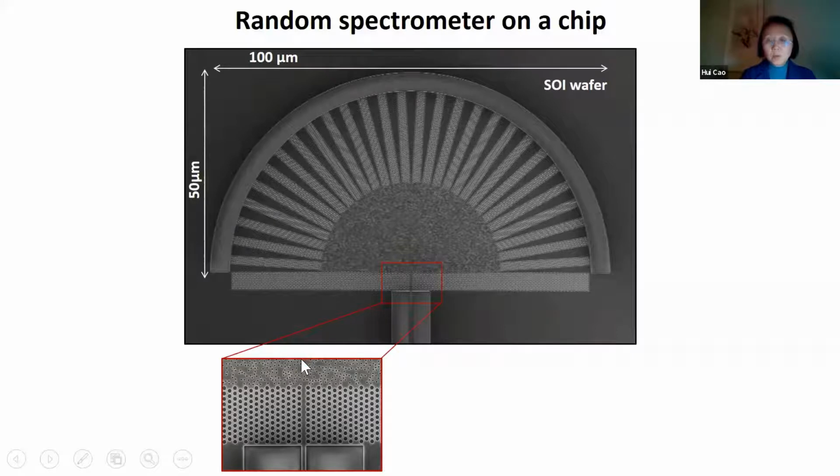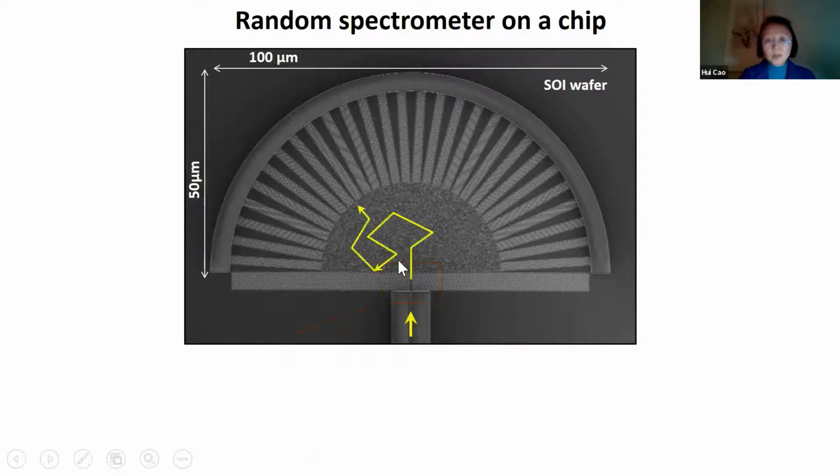So therefore, we have this in-plane photonic band gap. That means no matter in which way the light hits this wall, it will be reflected back. Then we remove one line of air holes so that we can have a defect waveguide to couple light into this disordered system.